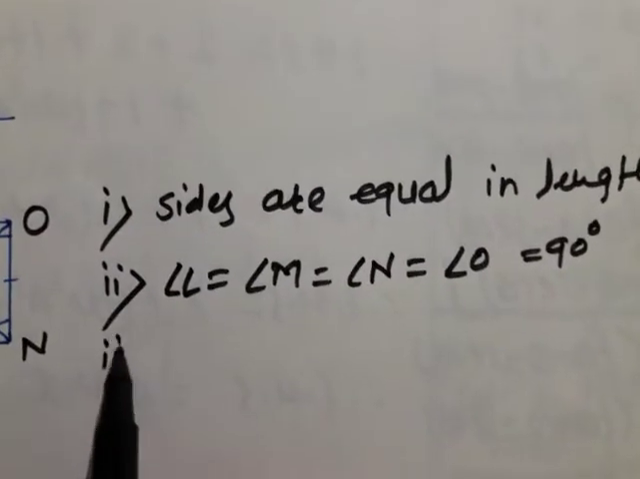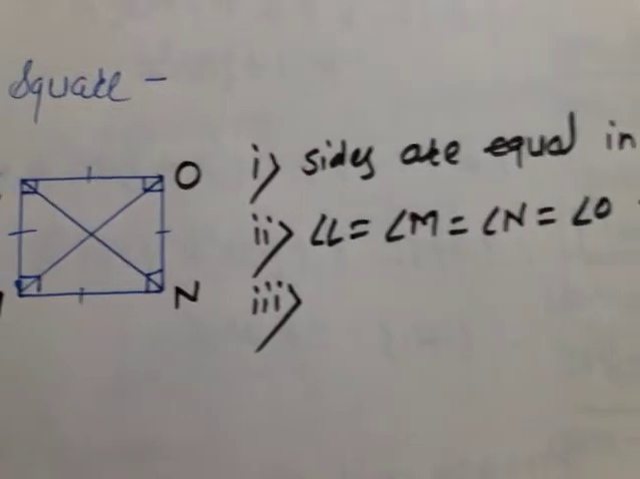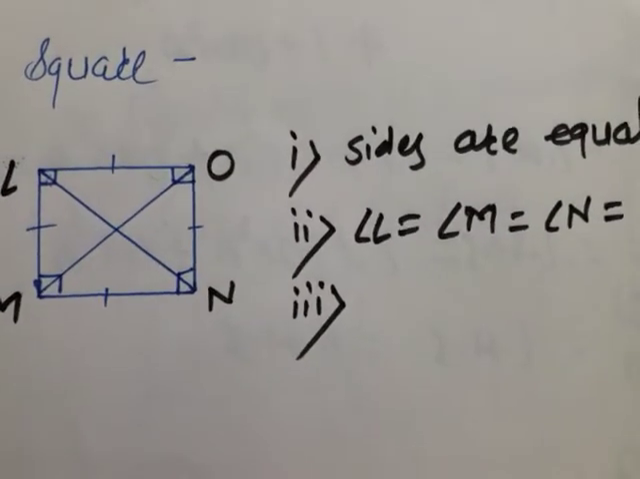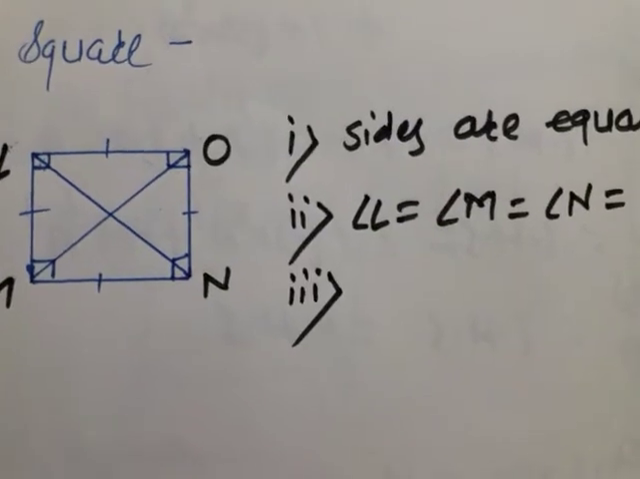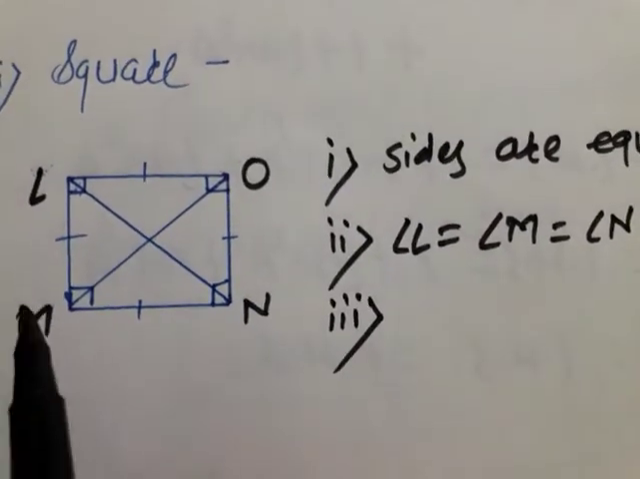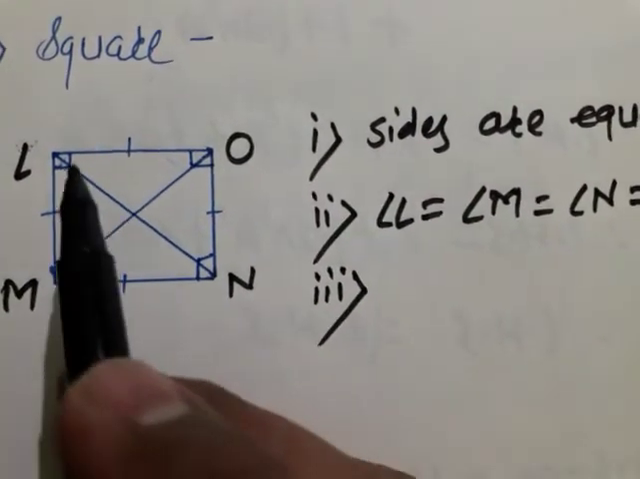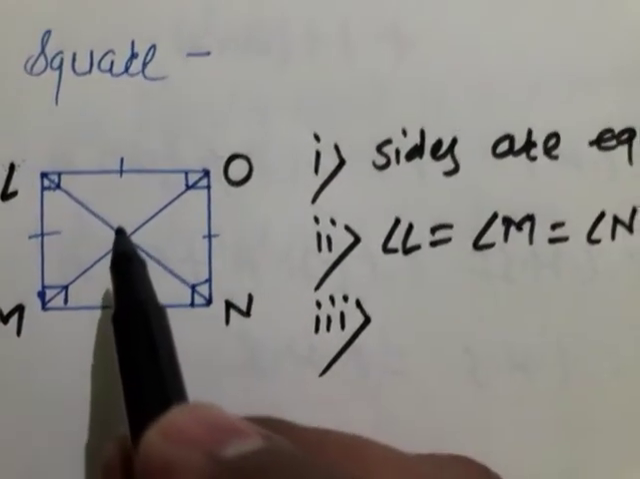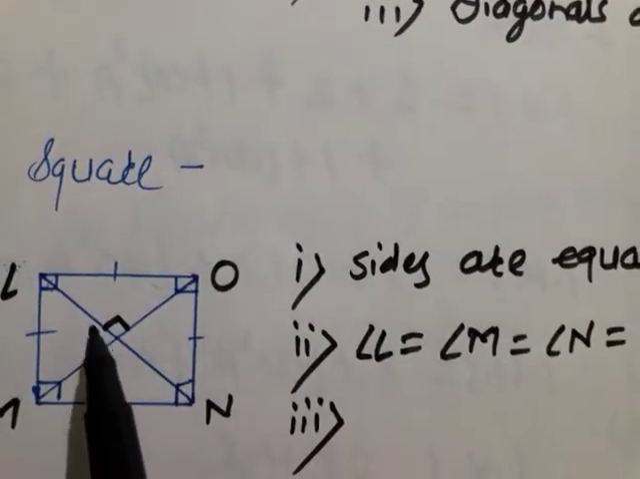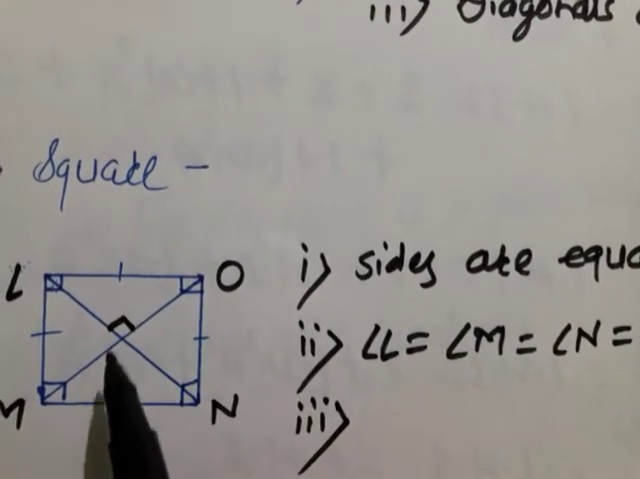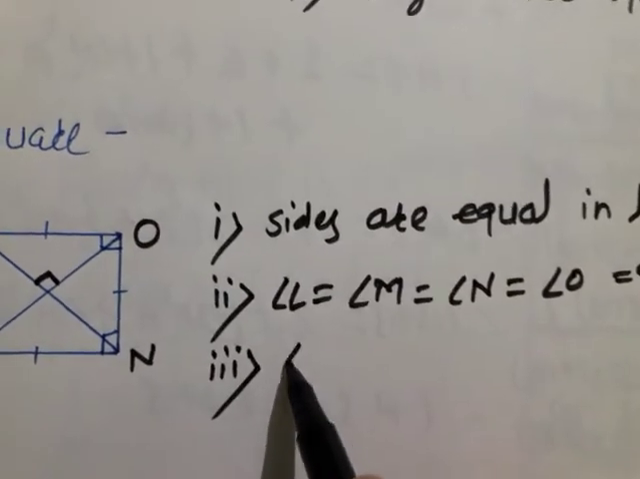And the third one, that is also very important. You will see regarding the diagonals. Diagonals are perpendicular bisectors of each other and also equal in length. Means those diagonals are dividing each other, but here they are making right angles everywhere. Either be right angle, either be right angle, either be right angle. Are you getting?